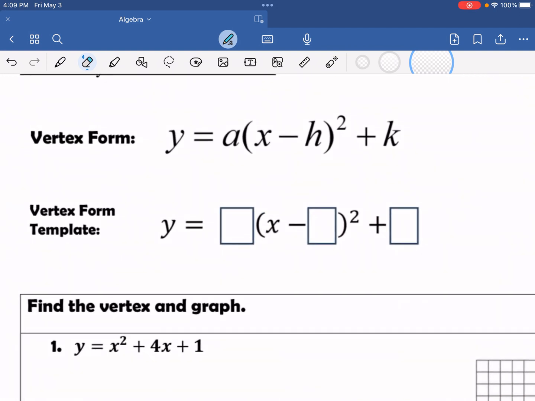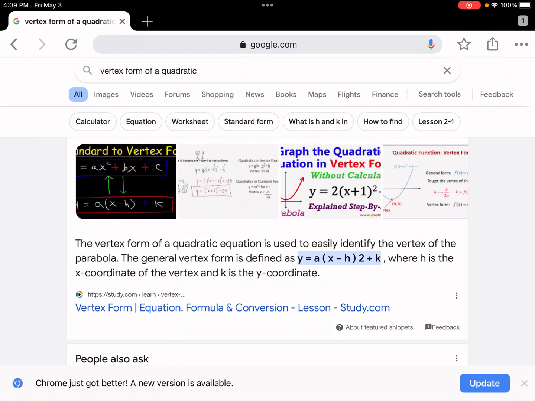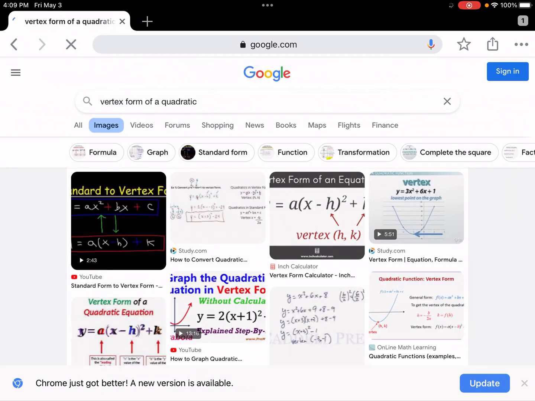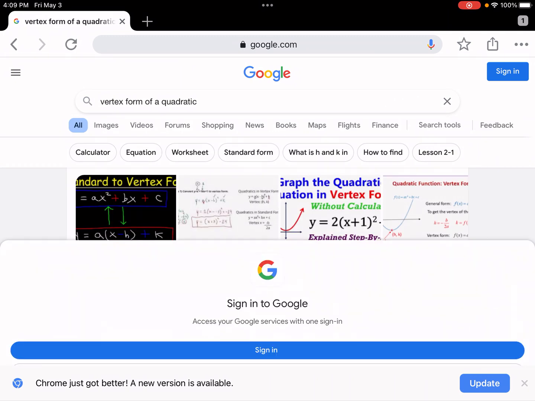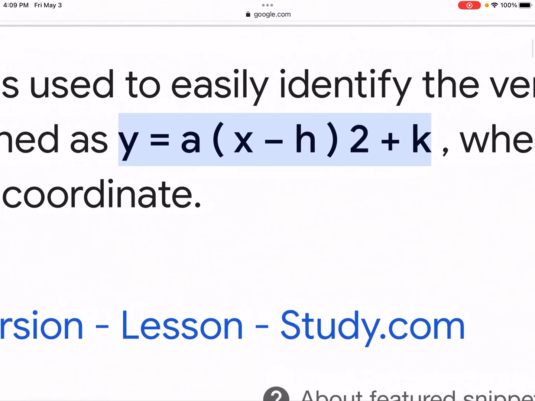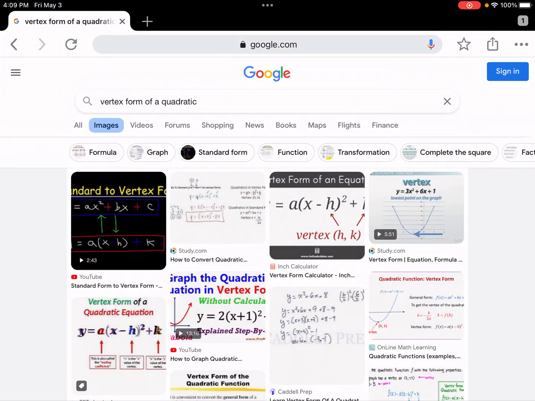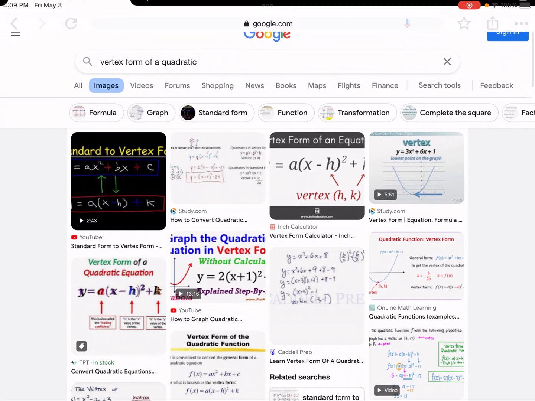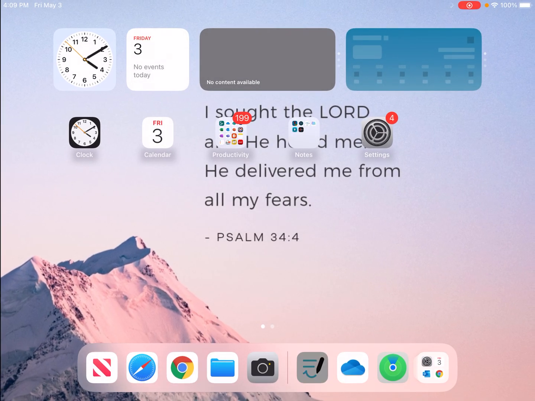So if we ever went to Google and put in vertex form of a quadratic equation, I always look at images. But even on the main page, it's right there highlighted. Literally, stay signed out. This is vertex form: y equals a parentheses x minus h squared plus k. If you look at the images, you can grab any picture and it will tell you vertex form. And that's what we're doing.